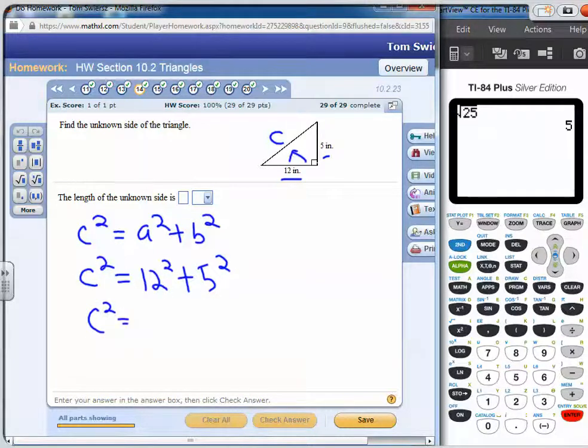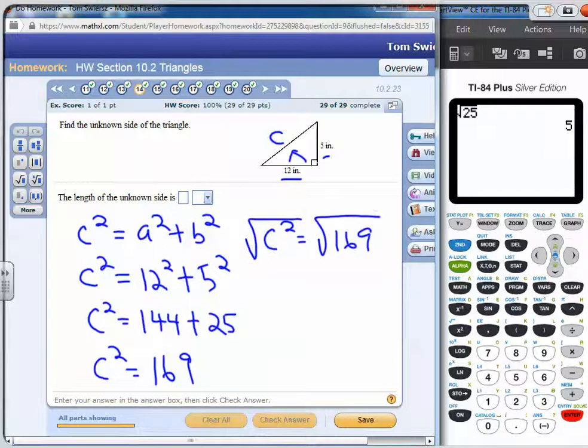Okay, 12 times 12 is 144. 5 times 5 is 25. Add them up, and you get 169. And so c squared equals 169. Take the square root of both sides. The square root of c squared is c. That's what we want. And again, the square root of 169 comes out to be a perfect square. It is 13. So 13 is the length of the hypotenuse.